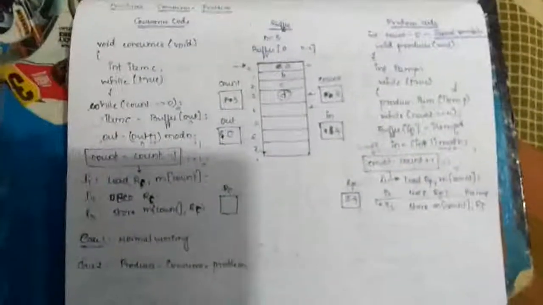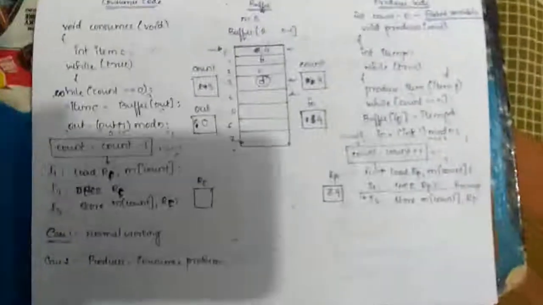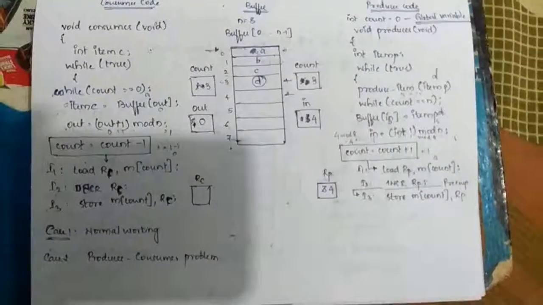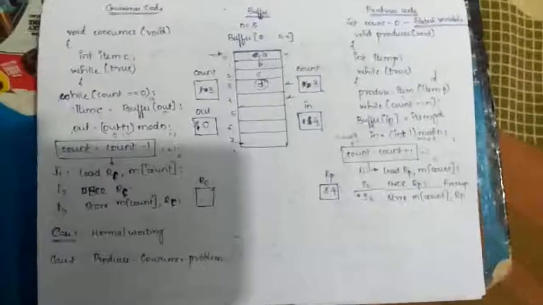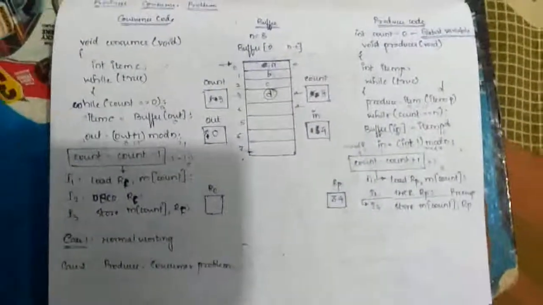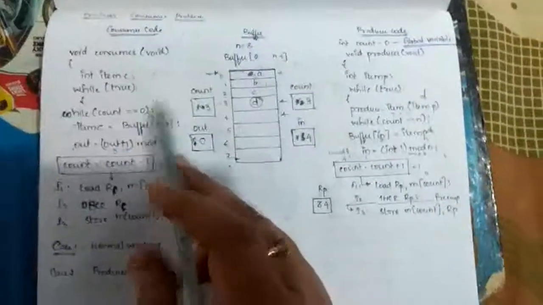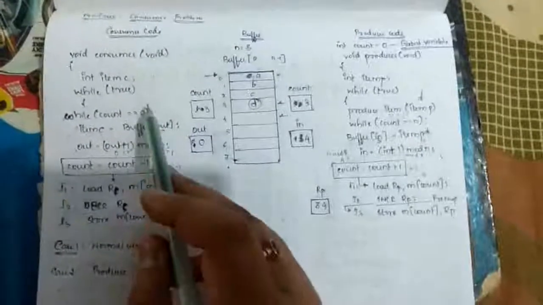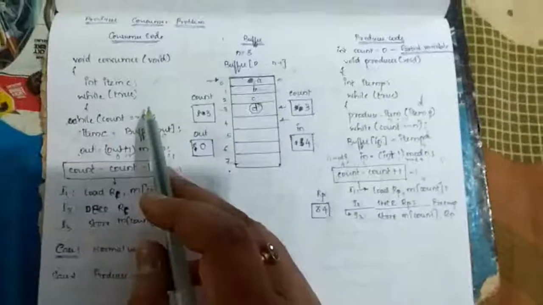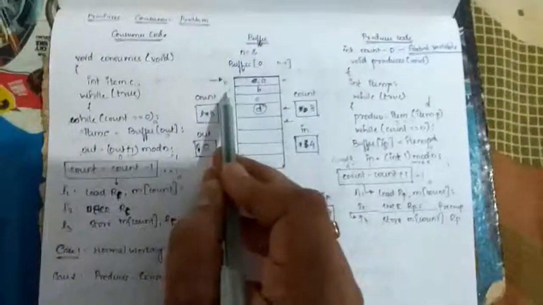So now the program is preempted. Reasons for preemption are many. The time slice might have got over, or another higher priority process might have come into the picture, whatever may be the reason. So now assuming that the producer process has got preempted, it is switched to the consumer code. Okay, so now how many items has the consumer consumed till now? 0. So the pointer is initially pointing to the 0th position.